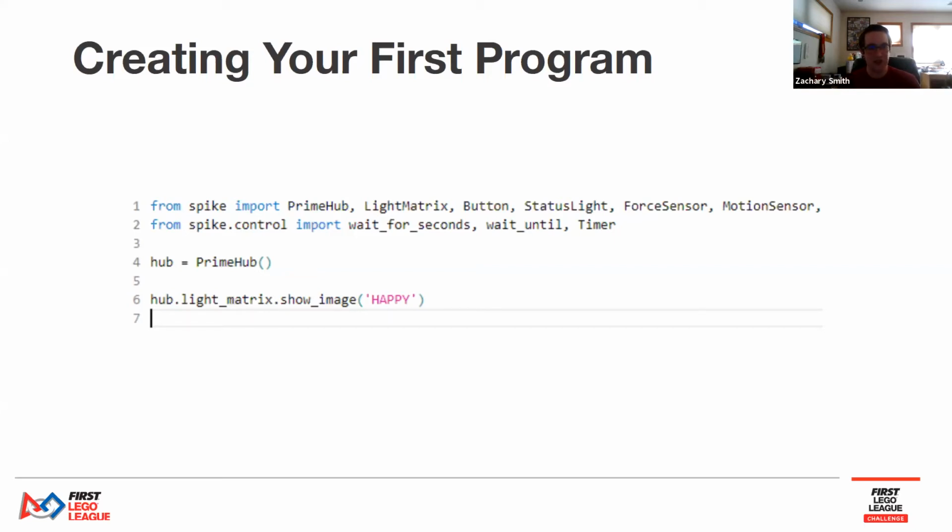Line 4, you can see that we have the line hub equals prime hub with parentheses. That is going to declare your hub itself in the programming suite so that you can interface with some of the things that are built directly into the hub, like the light matrix that you can see on line 6. Because you don't have a display, you do have to use the light matrix with the robot turned off, but you can directly put data on the screen, I guess the pixels that show up right here as well. So the happy right there that you can see is going to show a happy face. And I do believe you can also just individually index the pixels on the display as well.